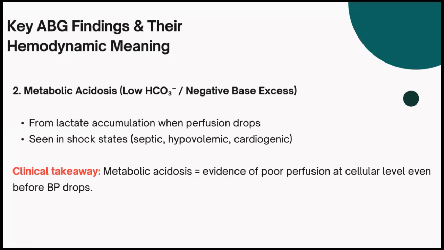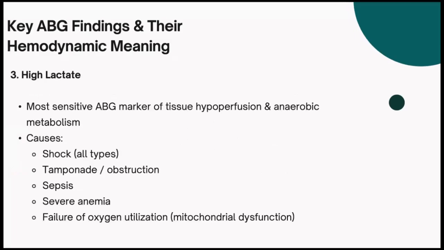So the clinical takeaway from this is you have to look at the metabolic acidosis. So suspect whether there is poor peripheral perfusion, whether circulation is not happening, and there is cellular hypoxia. That is the situation where you get metabolic acidosis, right? One of the most sensitive blood gas markers is the high lactate level, and it shows tissue hypoperfusion and anaerobic metabolism. There will be a lot of causes. It could be tamponade, obstruction, sepsis, severe anemia, failure of oxygen utilization. There can be mitochondrial dysfunction and shock of all types.